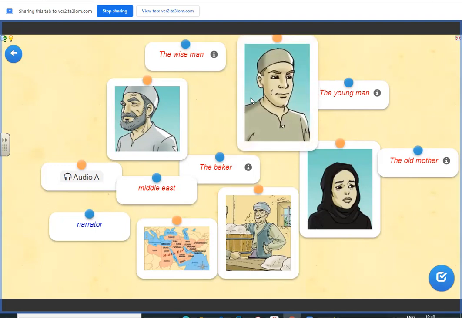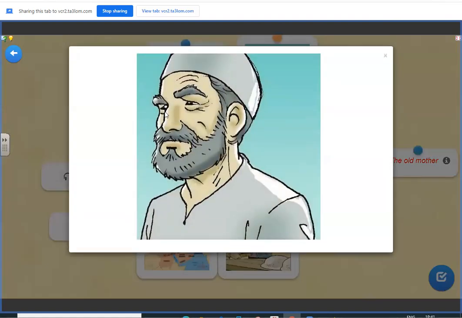Can you tell me a little bit about the young man? The young man tells the wise man to tell the baker to give the young man and the old mother the small blue house. Okay, that's right. Now Al-Ghamdi, who is this man?